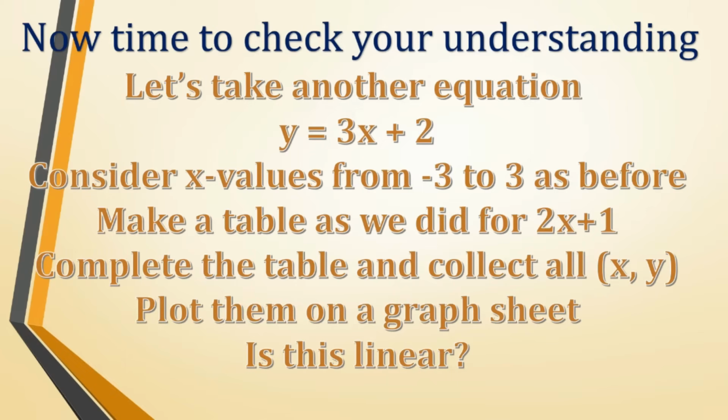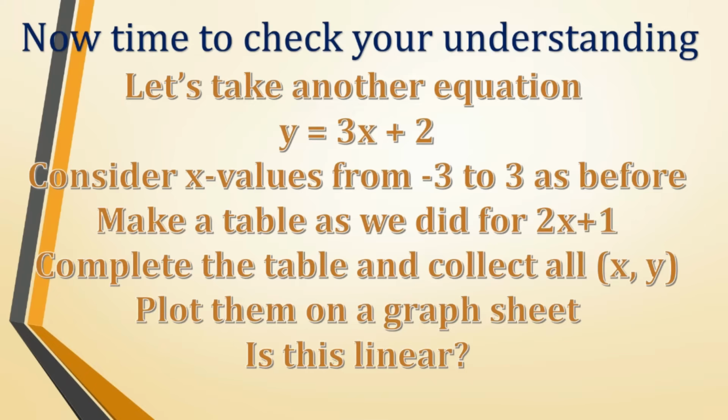Consider the x values from -3 to 3. That is, as before, we had -3, -2, -1, 0, 1, 2, 3 for x values. Use the same set of values for x and plug them into 3x plus 2 and find the value for y for each value of x, as we did for 2x plus 1. Complete the table, collect all the x's and y's, and then use these ordered pairs x comma y to plot a graph, then join the points and see if you're getting a line or not. And if you have done this, you should be able to proceed further.